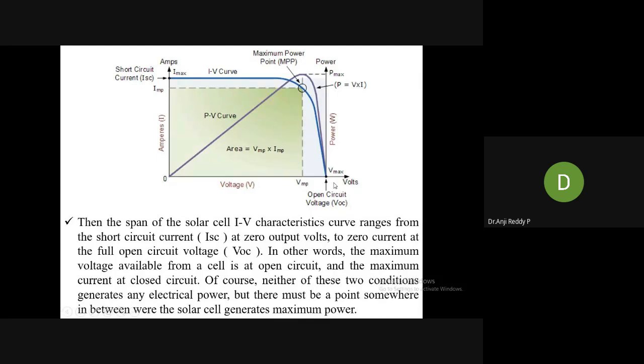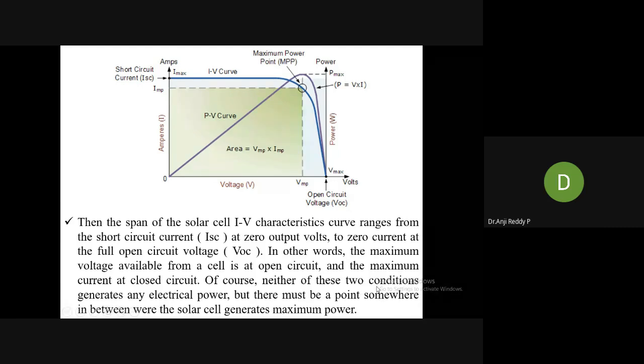Okay, now tell me, what is the power at open circuit voltage? The formula for power is V into I. The current is zero, so the power will be zero. Now tell me, what is the power value at short circuit current? Zero. That is also zero.